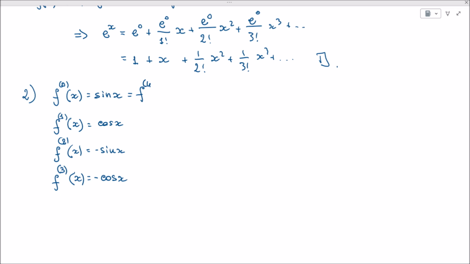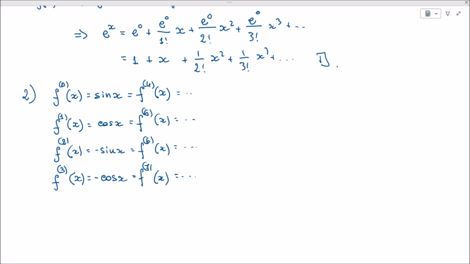Now we see that we have a cycle that repeats itself, because the derivative of order 5 of x is going to be cosine of x. The derivative of order 6 is minus sine of x. The derivative of order 7 is, back again, minus cosine of x. And of course, the same thing will repeat over and over, modulo 4. So the only thing that we need to do is evaluate these 4 derivatives at the origin.